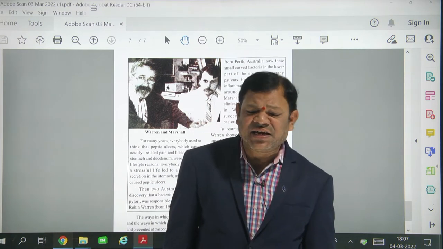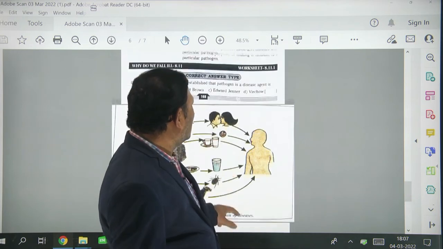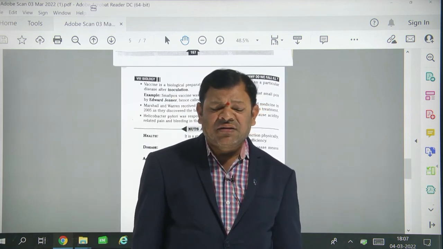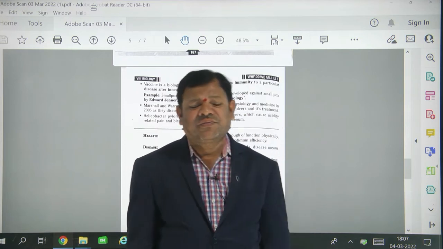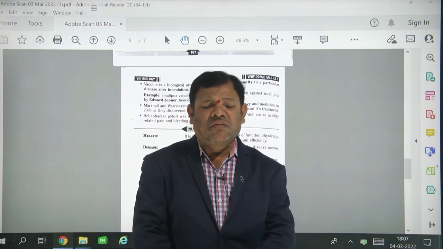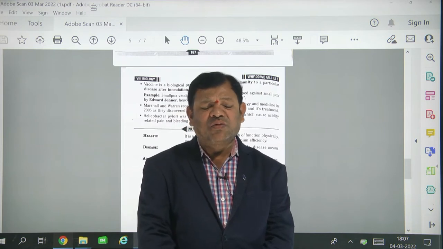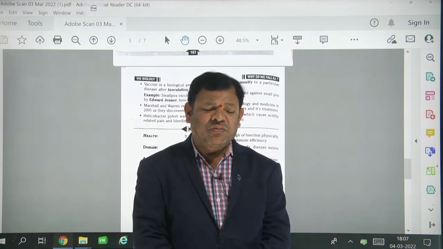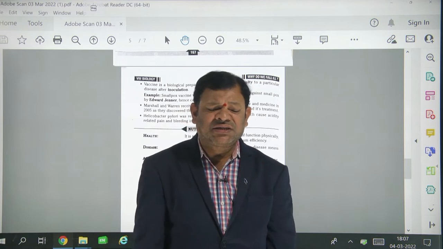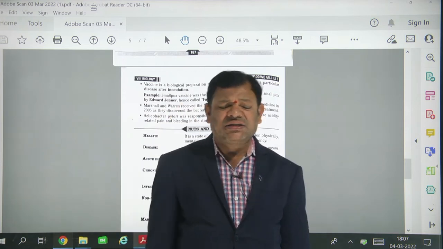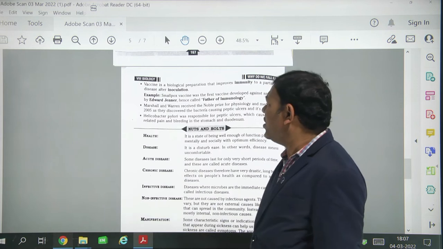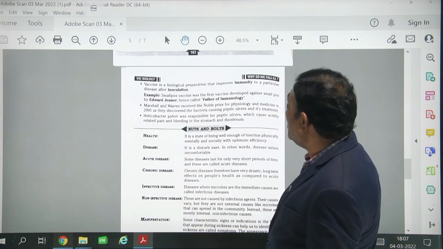What is the highest prize in India? Padma Bhushan, not Bharat Ratna, is the highest prize in India. Second highest prize? Padma Shri, Padma Bhushan, Padma Vibhushan. Padma Vibhushan is the second highest and Padma Bhushan is the third highest. The fourth highest is the Padma Shri. In our country, India, the highest prize is the Bharat Ratna. Okay, now coming to the point, the father of immunology is Edward Jenner.